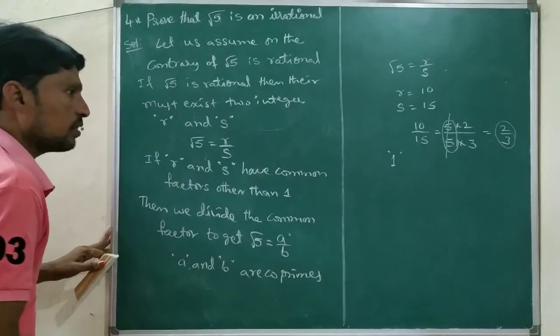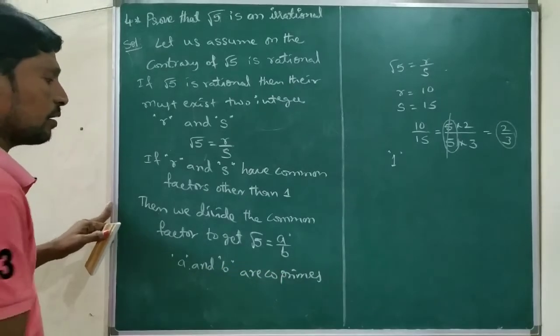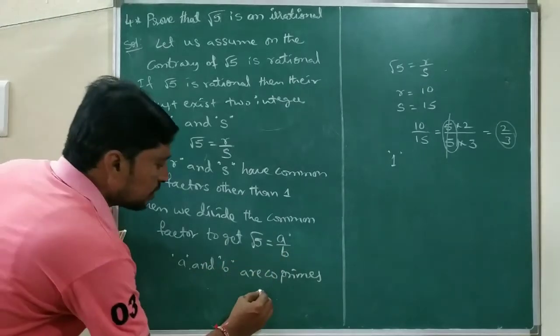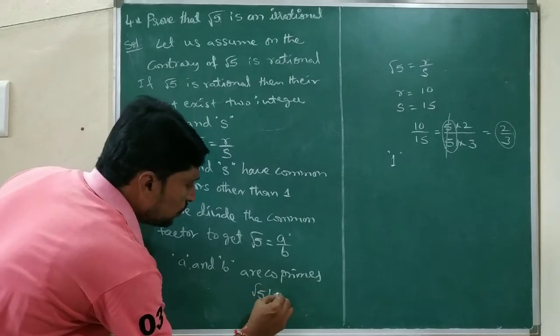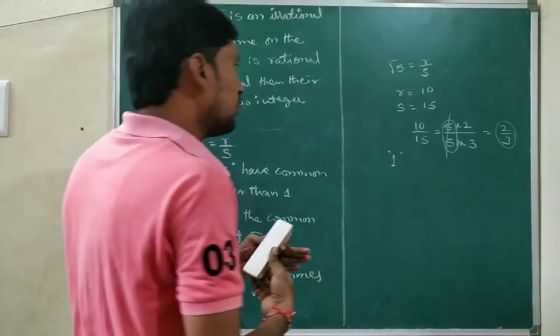Now this B you can transpose to the right side. Root 5 into B equals A.